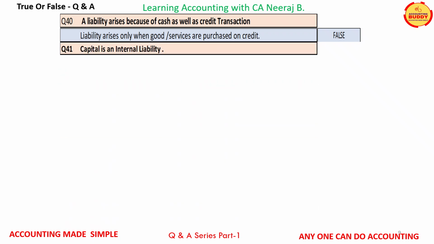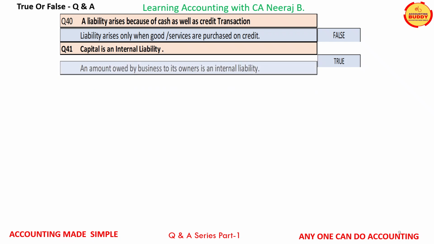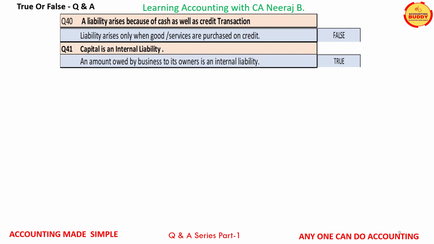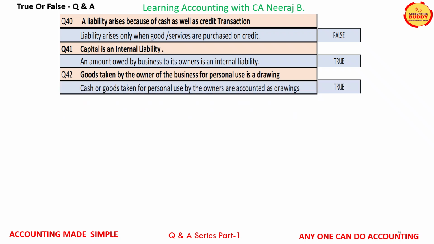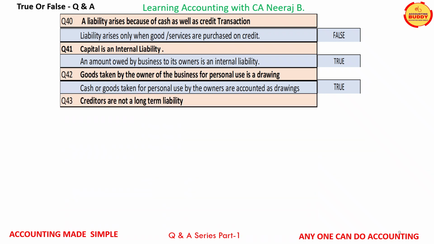Question number 41: capital is an internal liability. This is a true statement. An amount owed by the business to its owners is an internal liability. Question number 42: goods taken by owner of the business for personal use is a drawing. It is again a true statement. Cash or goods taken for personal use by the owners are accounted as drawings.